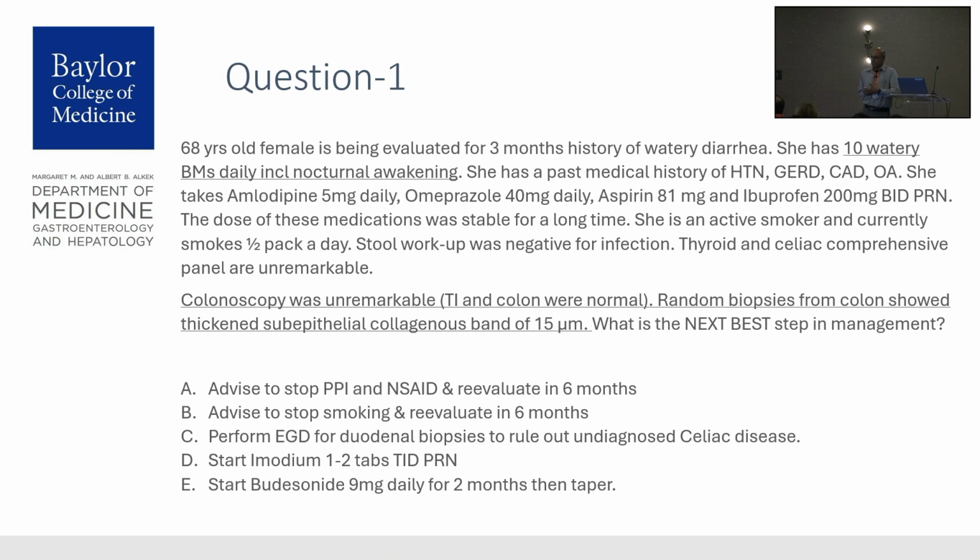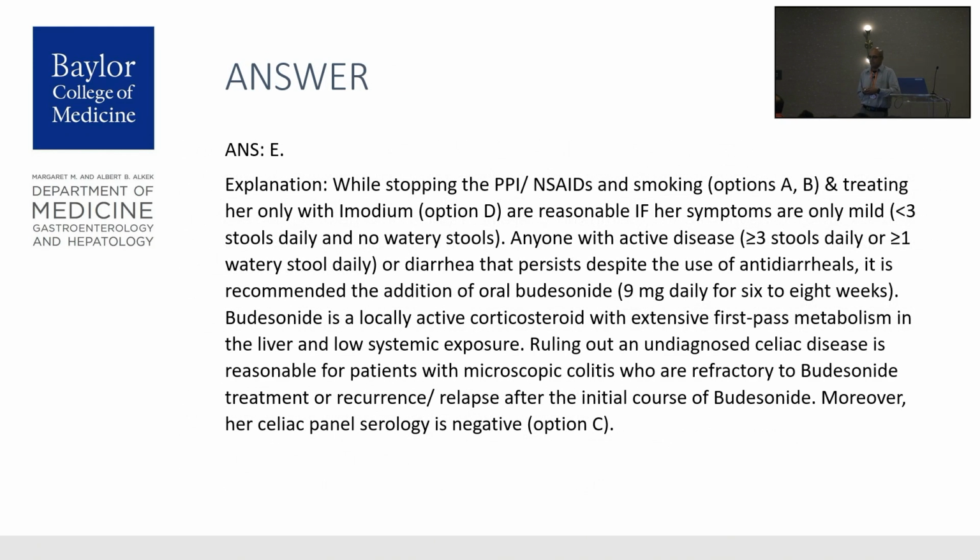Or advise them to stop smoking and come back in 6 months? Or ask them to go for an EGD and rule out celiac disease by biopsies, start Imodium, and just try that as the cheap option? Or directly go full throttle, like go for budesonide 9 milligram? So, okay, let's go through why it's not right.